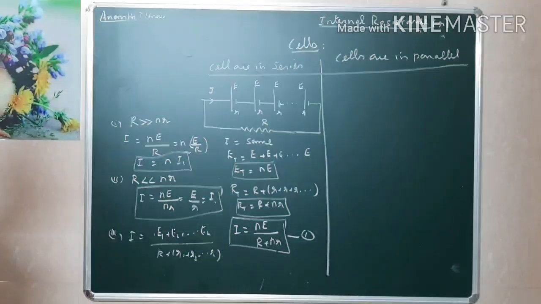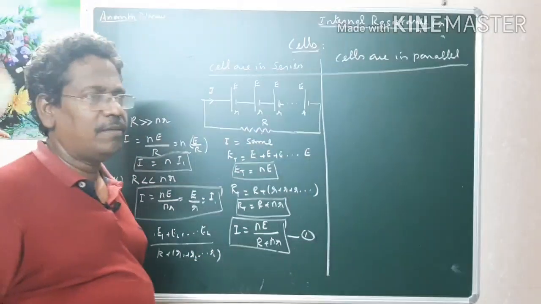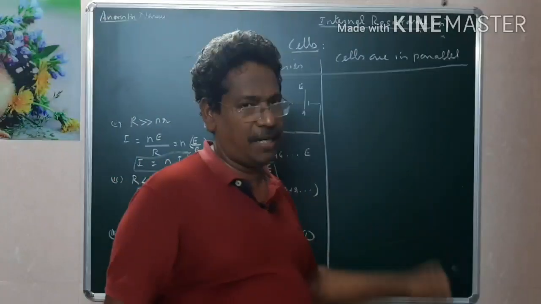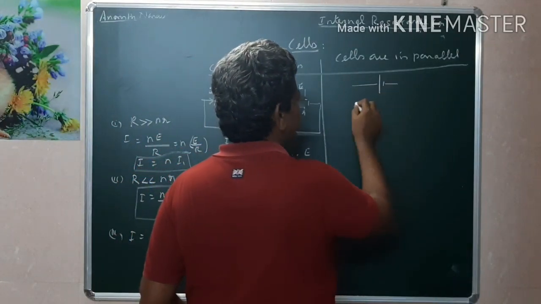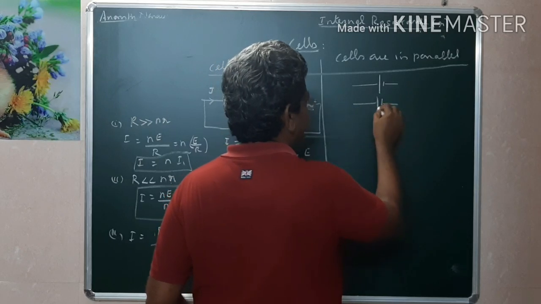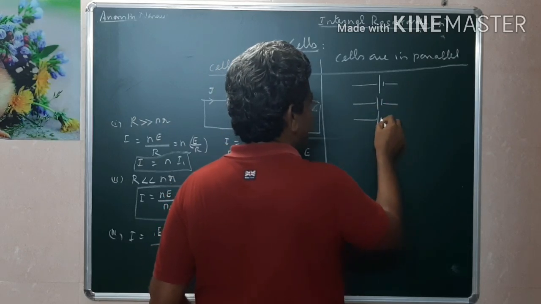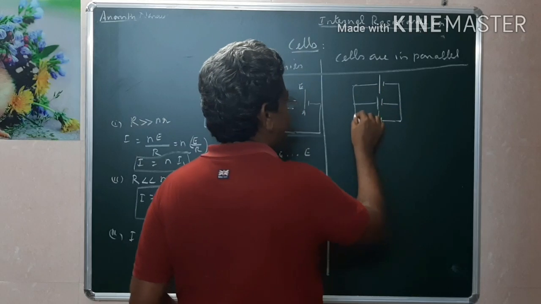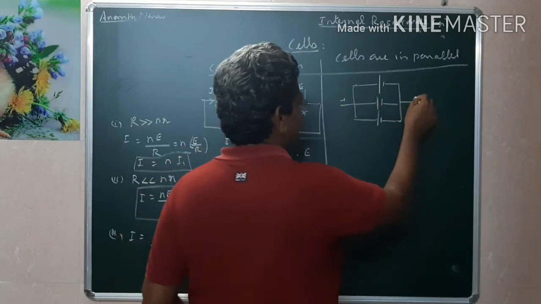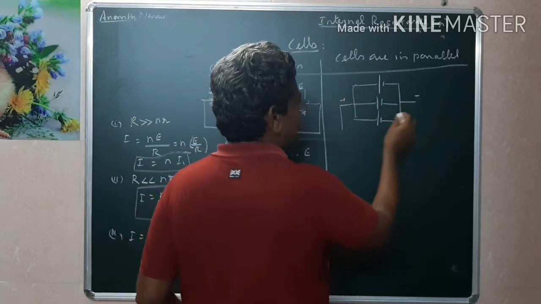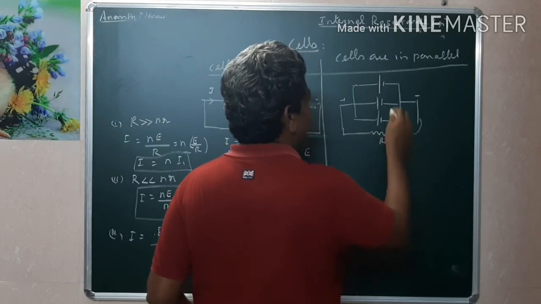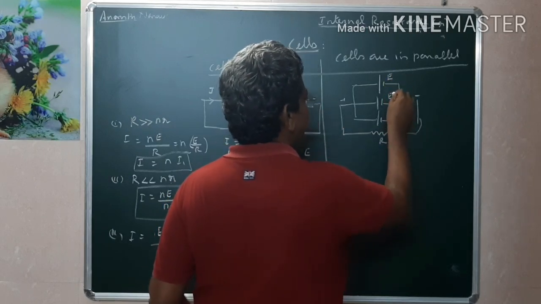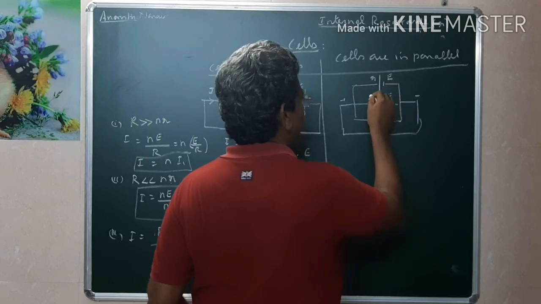Similarly, how will you calculate for cells in parallel? In cells in parallel, all the cells are connected one across the other. All positive terminals are connected here, all the negative terminals are connected here, and everything is connected across the total resistance, which will be equal to capital R. Now the voltage will be E, internal resistance is r.